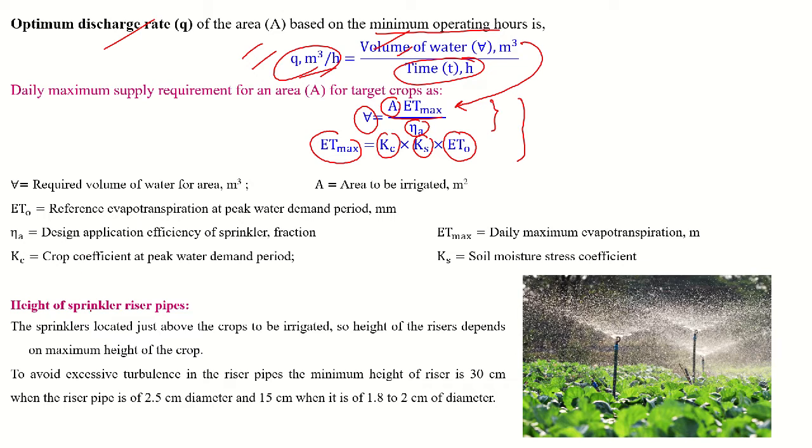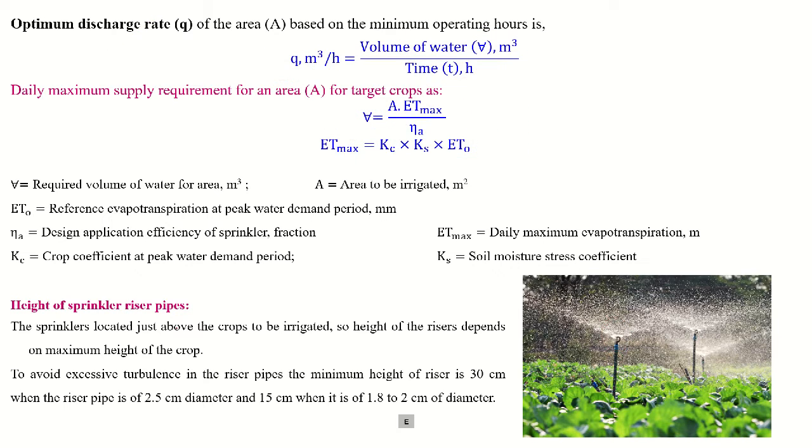Next one is the height of the sprinkler riser. So this is the simple riser, above the height of the crop, and this is the complete nozzle. In this condition, the sprinkler is located above the height of the crop to be irrigated. So the height also depends on your crop height. To avoid excessive turbulence, the riser height should not be too long or very small.